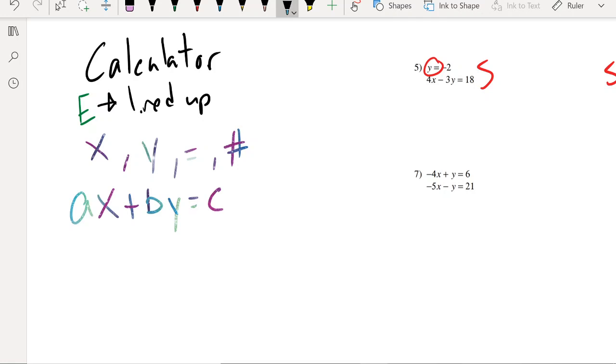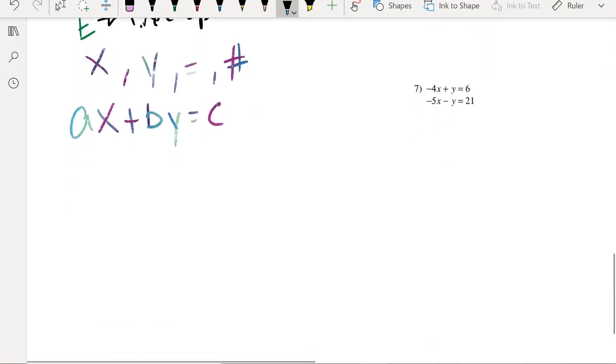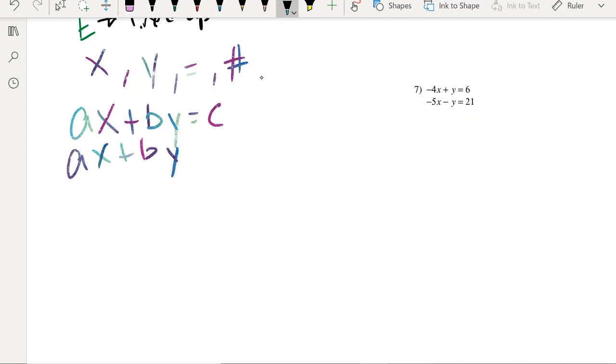So here's what you type in your calculator. Once you have both equations like this, so you have two of these, this is how you want it to look, okay? And the calculator will tell you the answer. So this is assuming that you have a graphing calculator, of course.